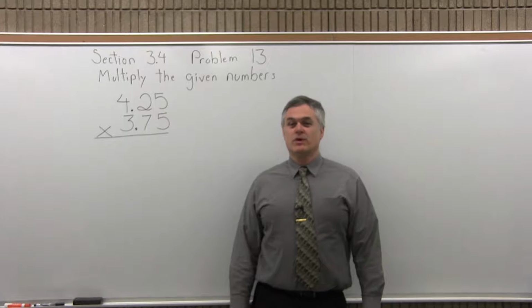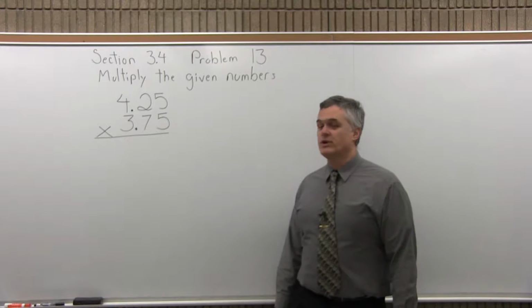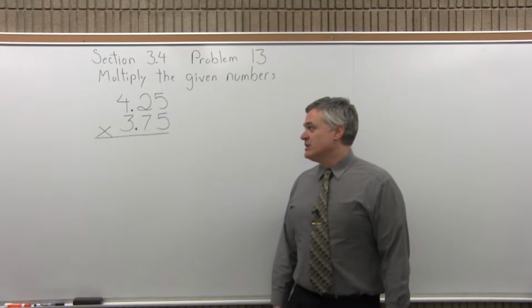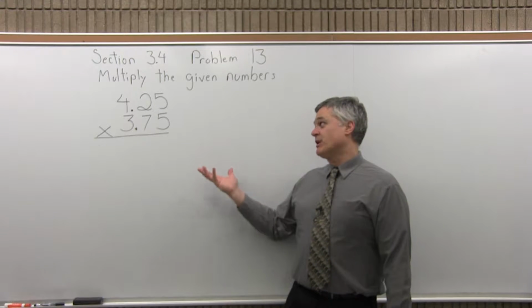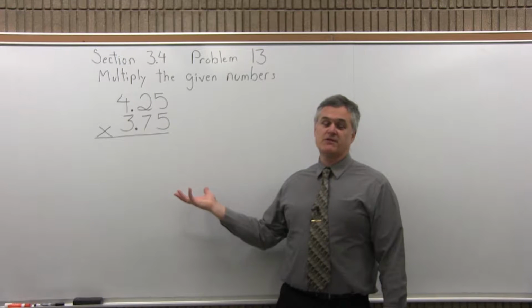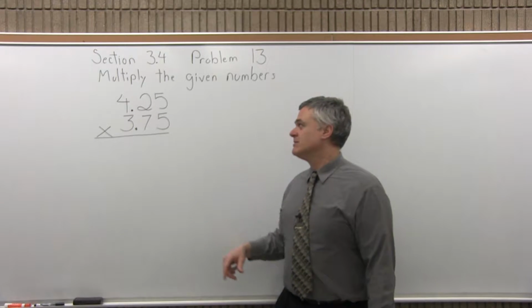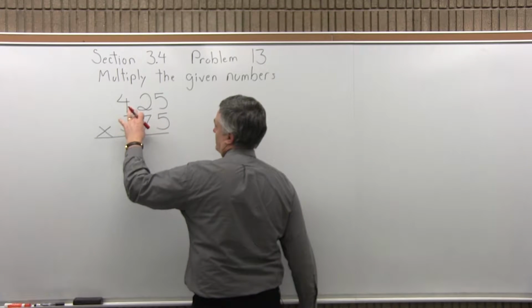This is Section 3.4, Problem 13. It says multiply the given numbers, and we have 4.25 times 3.75. So the decimals don't really change the process. At first, just multiply 425 times 375. Ignore the decimals, get the answer, and then put the decimals back in. So to start this process, again, pretend there's no decimals.